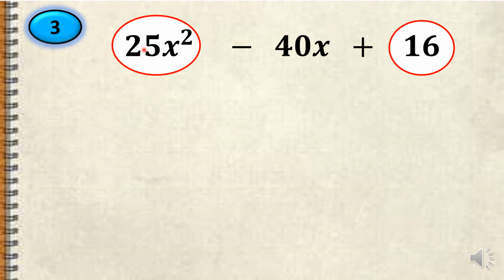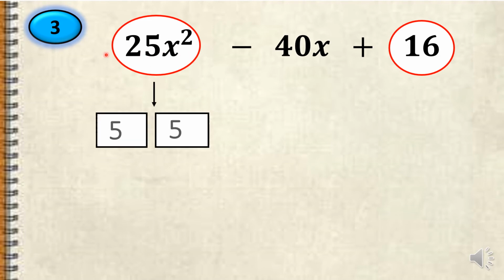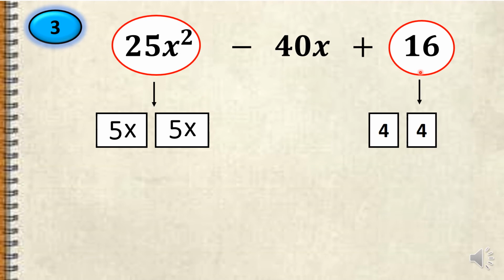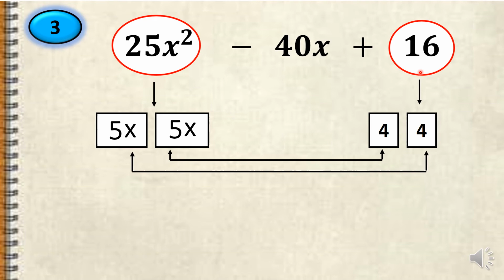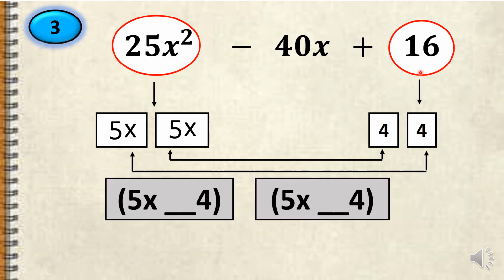So factor 25x squared. The square root of 25 here is 5. So you have 5 times 5. Then factor x squared. So you have x times x. Then for 16, you have 4 times 4. Then do the pairing. So you have 5x and 4. Then 5x, then 4. Then place them inside the parentheses. So you have this one.